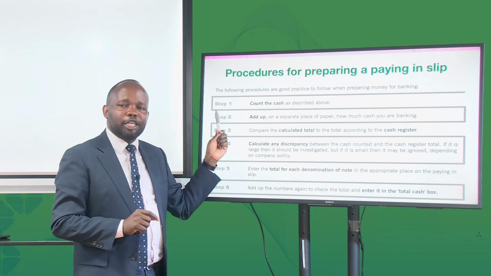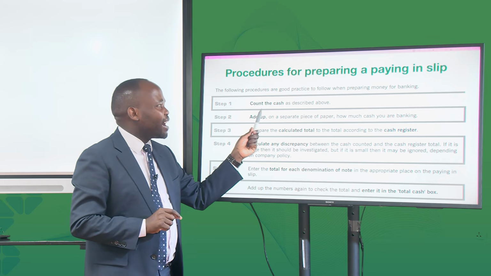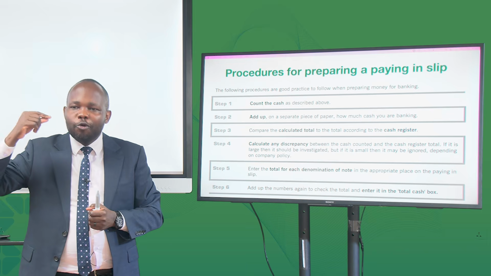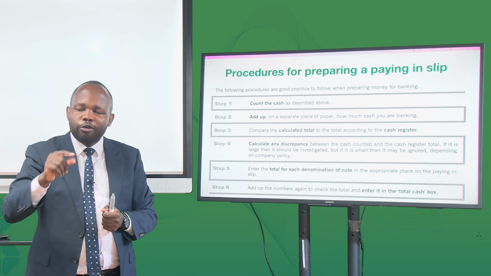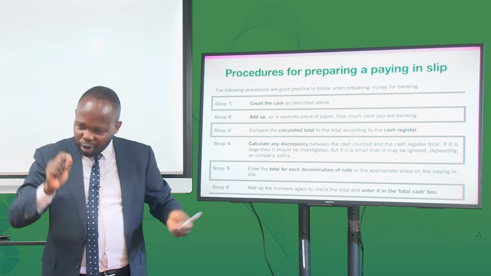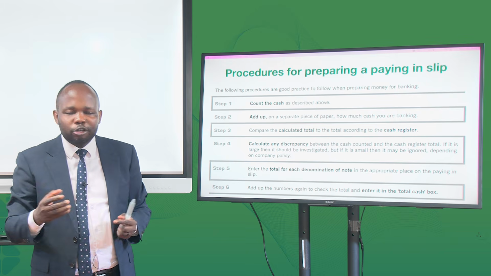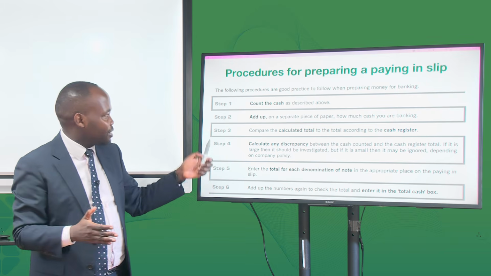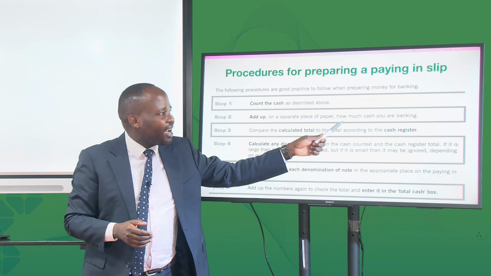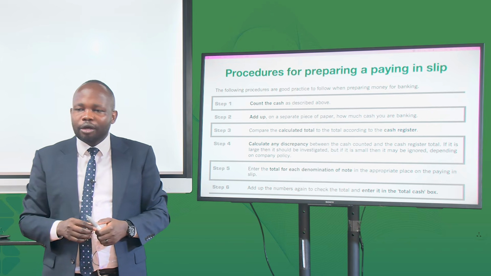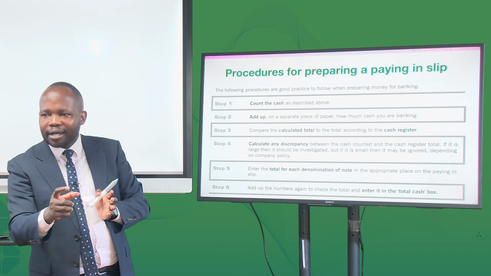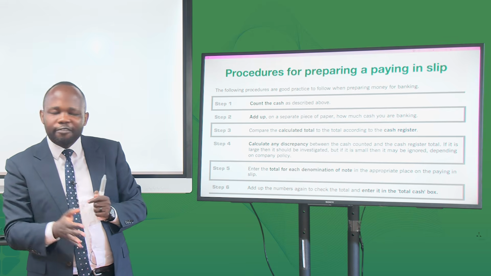Step number one, count the cash as described in the previous slide. You must count so that you have the notes, you know how much cash you have. Once you have counted the cash and you are sure of how much cash you have, maybe the total is 10 million to be banked. Step number two, add up on a separate piece of paper how much cash you are banking. So you add up and you record it somewhere. How much am I going to bank? Is it 10 million? Is it 5 million?